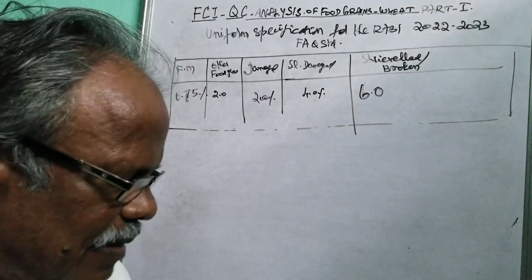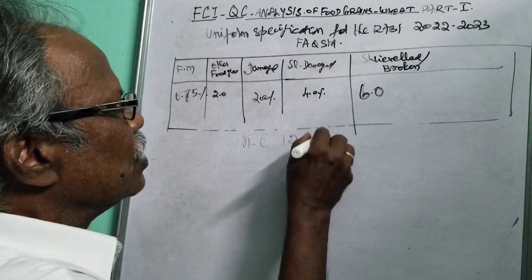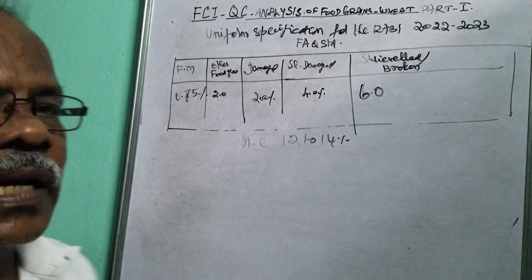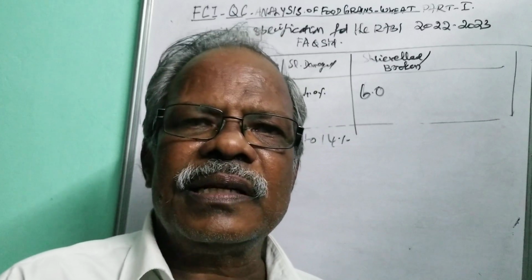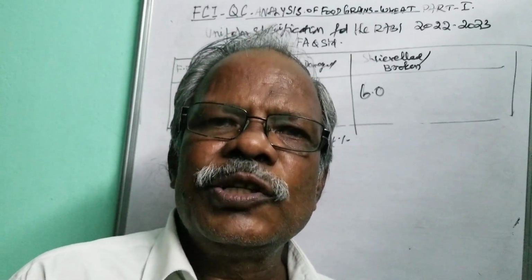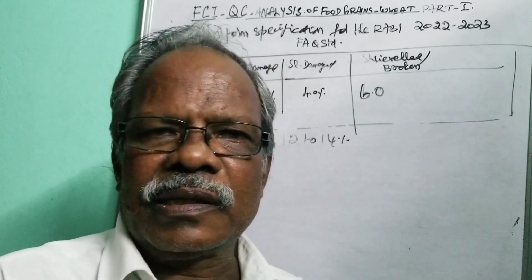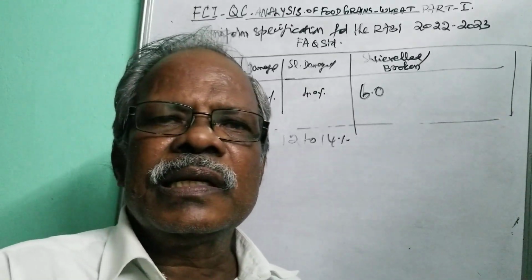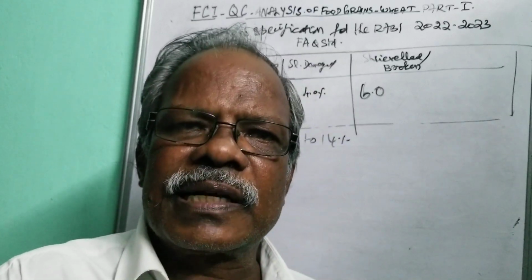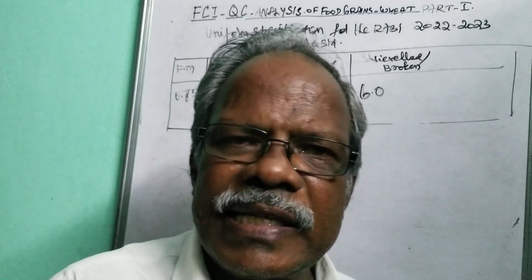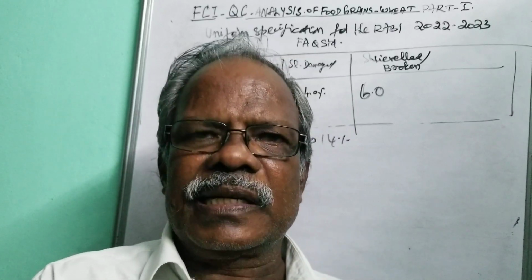Then moisture should be 12 to 14. Up to 12 there is no cut. Actually the preferred moisture is 12. Then, due to the farmers' compelling situation, it is extended up to 14 with value cut. That means if they are offering at 13% moisture, then one value cut, which means 1 kg of cost out of 100 kg will be deducted.